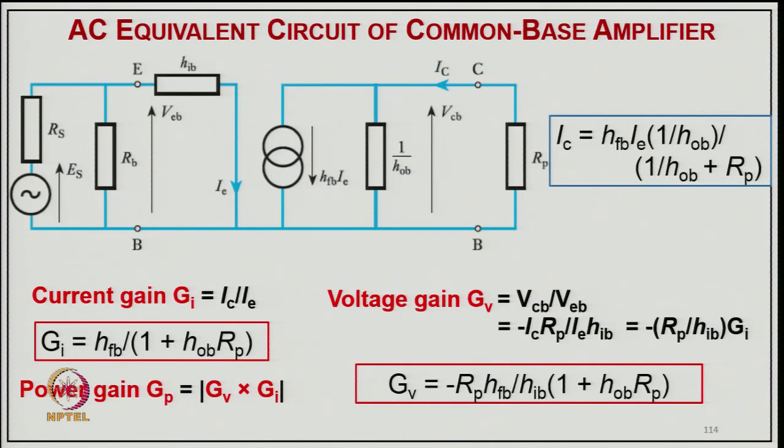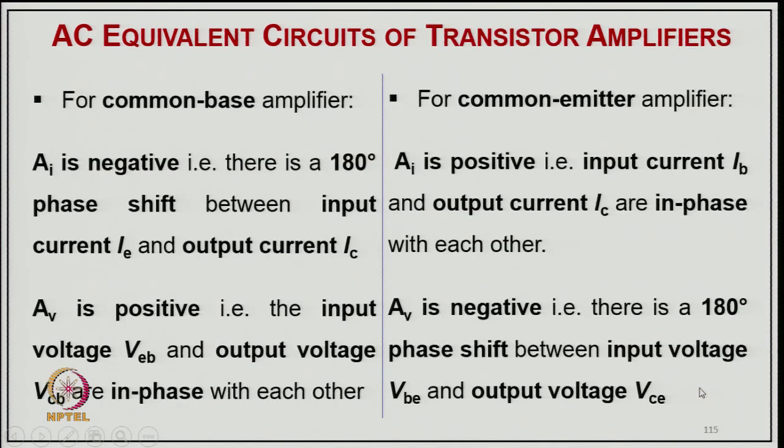From here, in the net equivalent, you can find the collector current HFB IE into 1 upon HOB divided by 1 upon HOB plus RP. The current gain IC upon IE, that is GI, equals HFB divided by 1 plus HOB RP. The voltage gain is VCB upon VEB, minus IC RP divided by IE HIB, that is minus RP upon HIB into GI, and GV will be equal to minus RP HFB divided by HIB into 1 plus HOB RP. From here you can get the power gain.